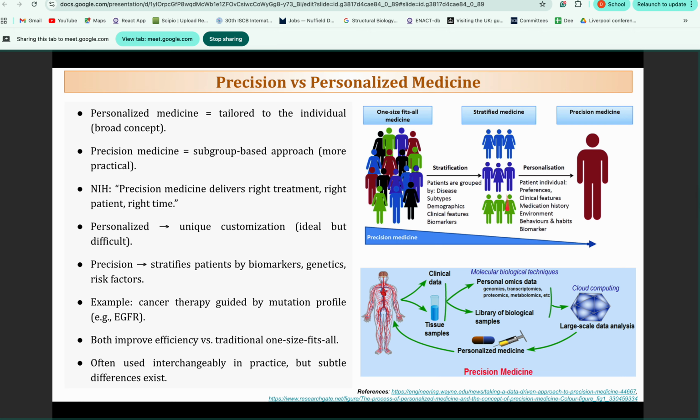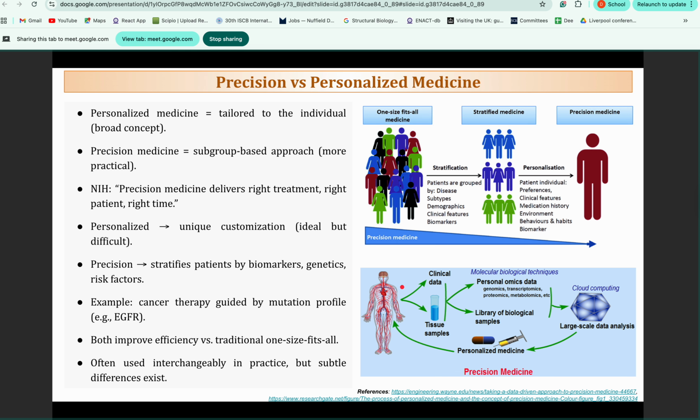So this is how they are stratified, and then personalization is done. For the individual patient, we look at the preferences, clinical features, medication history, environment, their behaviors and habits, and biomarkers, and that is how precision medicine is designed.